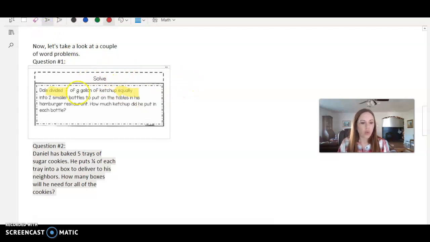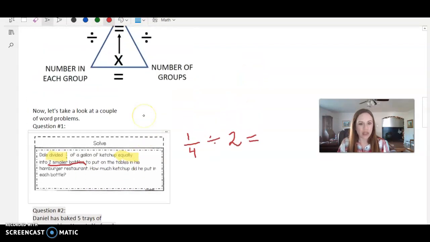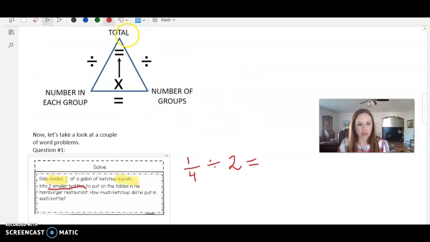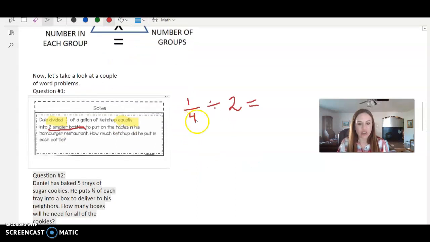So let's look. What did he divide up? Well, he divided up 1/4 of a gallon. So that's what we're going to start with. 1/4 divided by what? What did it get divided up into? Well, here it says into two smaller bottles. So into how many groups? Got divided up into two groups. So our answer is going to be what's in each group, right? Because here we started with our total, how many groups it got divided up into, and our answer is going to be how much is in each group.